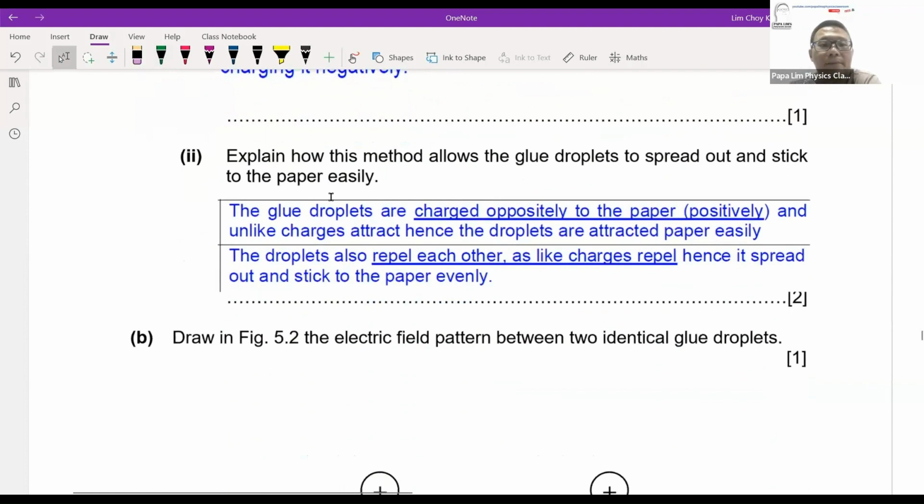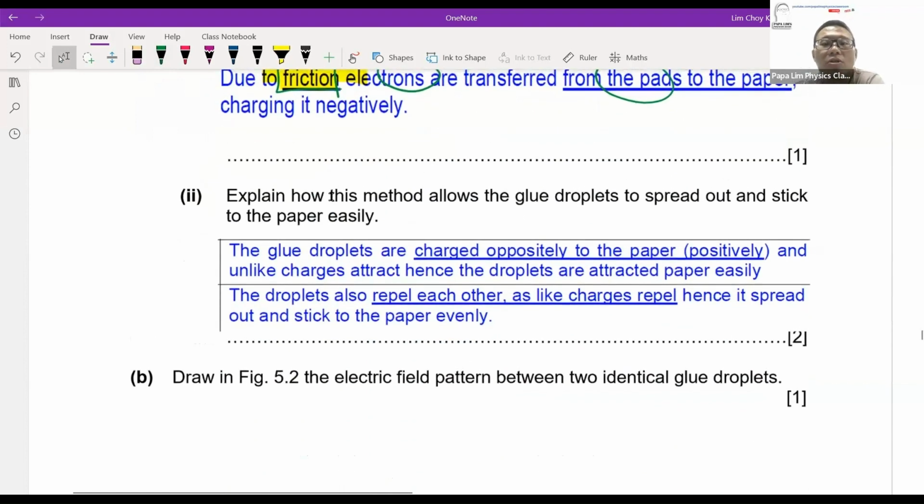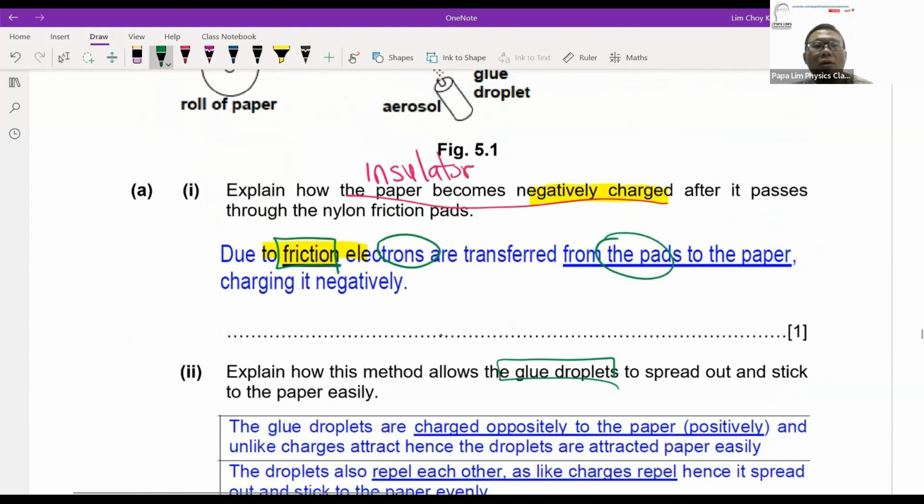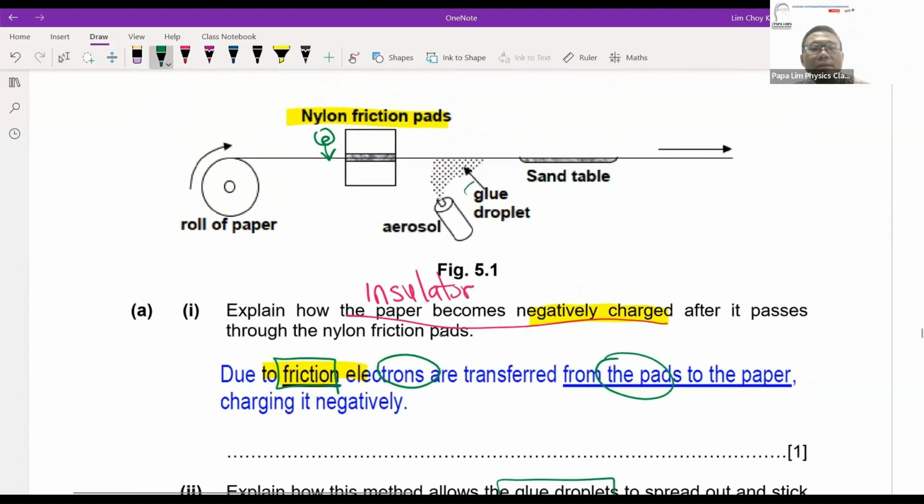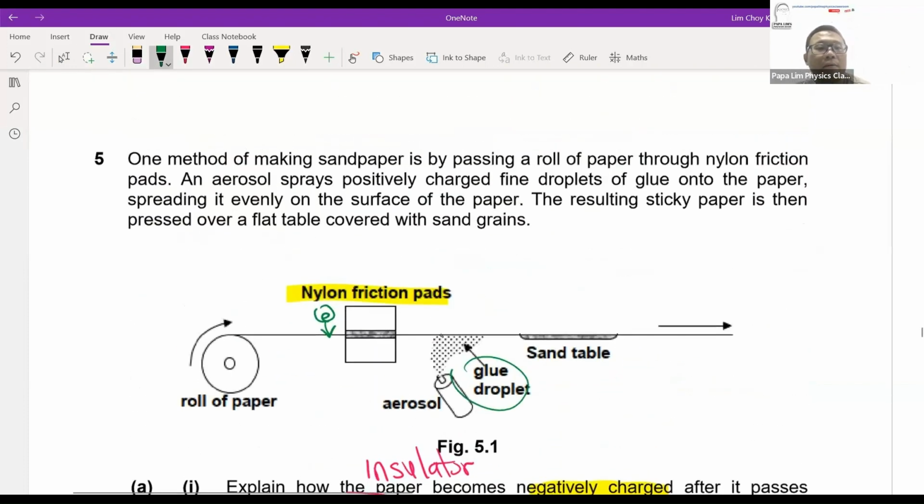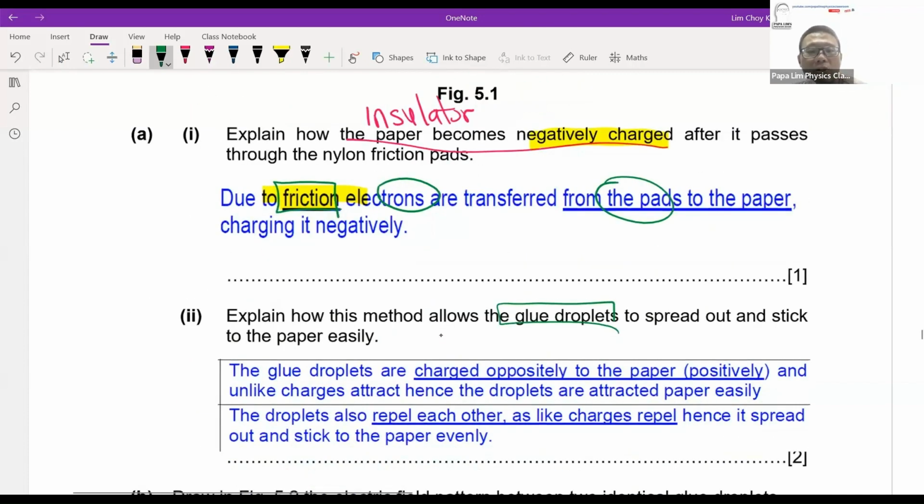Now, how does this method allow the glue droplet to spread out and stick to the paper easily? Take note of the glue droplet here. One of the clues that we mentioned is glue droplet, and the clue lies in the fact that it is an aerosol. The aerosol spray is positively charged, so the glue droplet is positively charged. And what does this impact? Because the glue is positively charged, you'll find that the glue attracts to the paper easily.